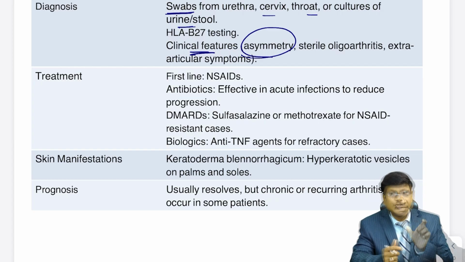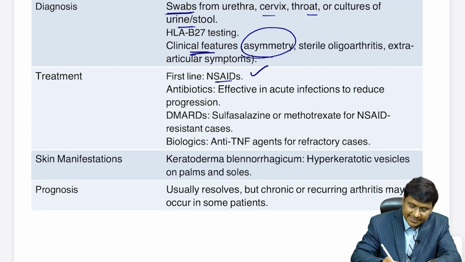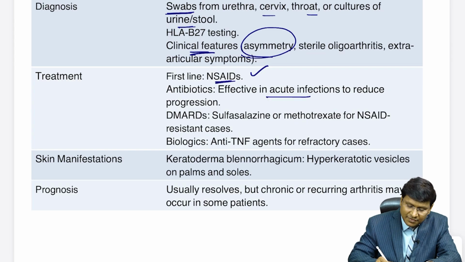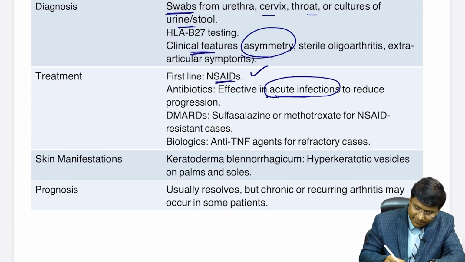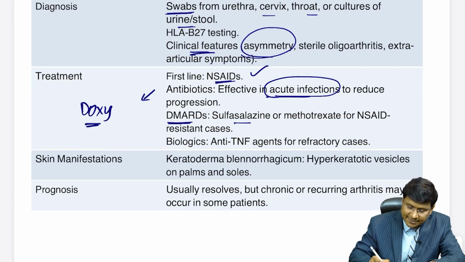Then how will you treat these patients? For arthritis, what is the first line treatment? The first line treatment for arthritis will be NSAIDs, that is non-steroidal anti-inflammatory drugs. Then these patients will also require antibiotics mainly to treat the gastrointestinal or genitourinary infection. The one which is effective in acute infection, mainly for Chlamydia trachomatis, is doxycycline. And apart from this, DMARDs, that is disease modifying anti-rheumatic drugs, sulfasalazine or methotrexate, have to be given for NSAID resistant cases.